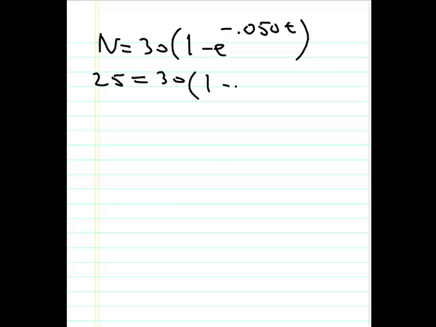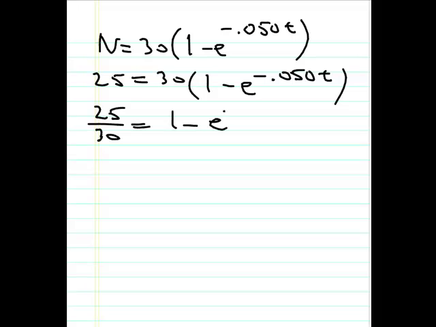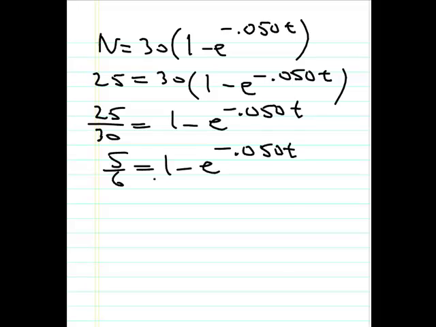We want to solve this equation for t. We're going to divide both sides by 30. So 25 divided by 30 is equal to 1 minus e to the negative 0.050t. We can reduce 25 over 30 to 5 over 6, which is equal to 1 minus e to the negative 0.050t. We're going to subtract 1 from both sides. We're going to get negative 1/6.